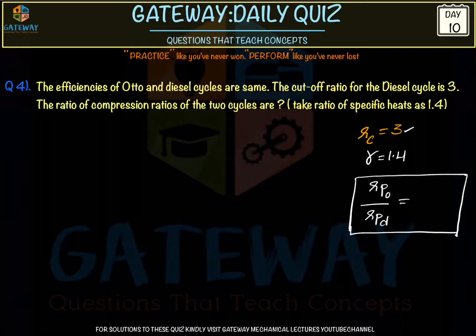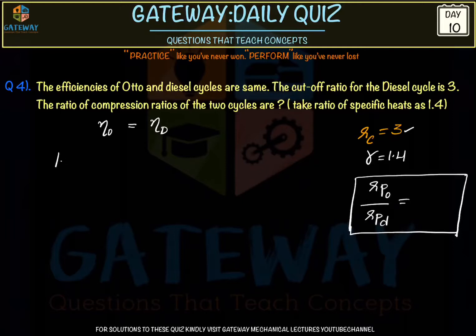Okay, how will we attempt this? Simple. The given condition is Otto cycle efficiency is equal to diesel cycle efficiency. Generally, Otto cycle efficiency will be greater than diesel cycle efficiency for the same compression ratio. There are many such relations. If the compression ratio is the same, then efficiency of Otto cycle will be greater than efficiency of diesel cycle, right? But here in the question, efficiency was given the same. Then the compression ratio will not be the same. We need to calculate its ratio.